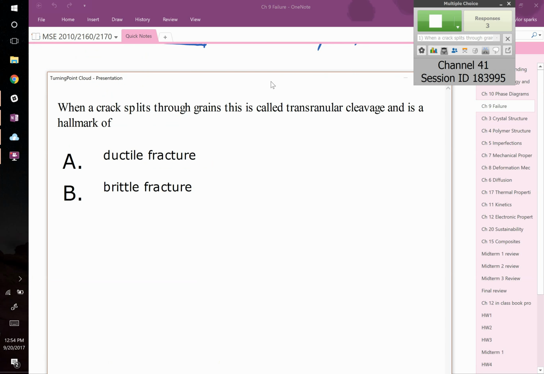When a crack splits through grains, this is called transgranular cleavage, and it is a hallmark of ductile fracture or brittle fracture.